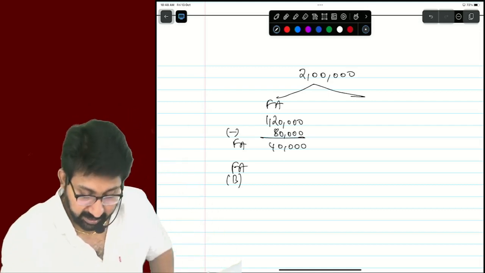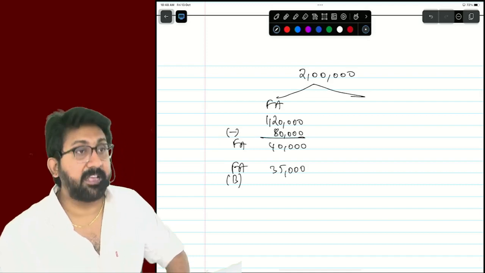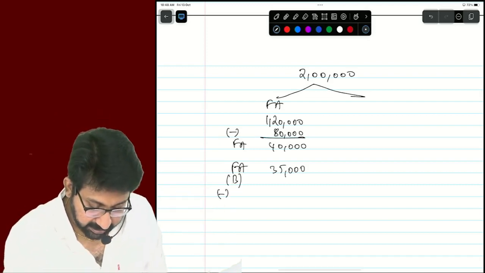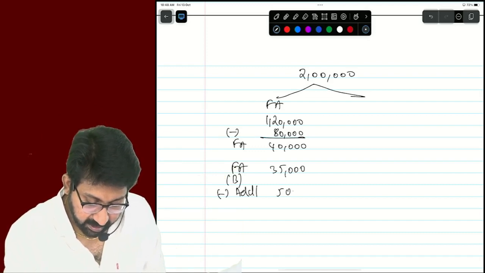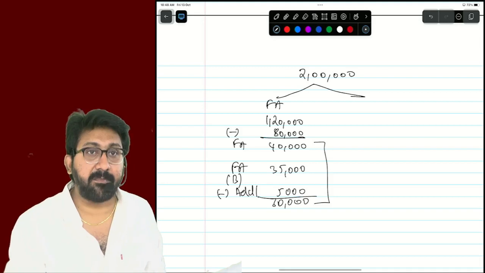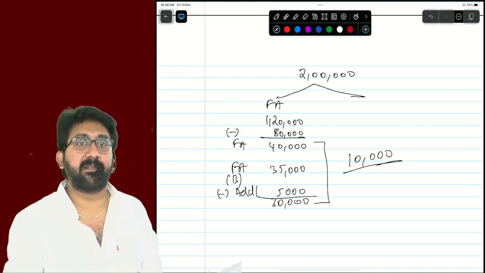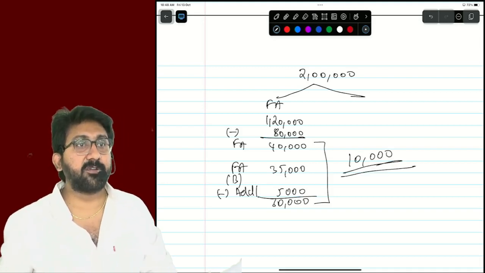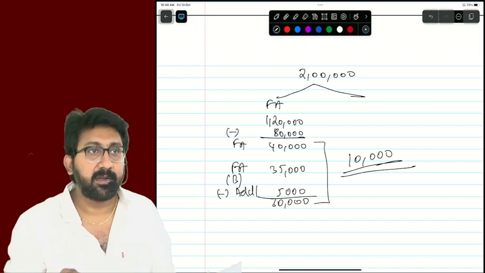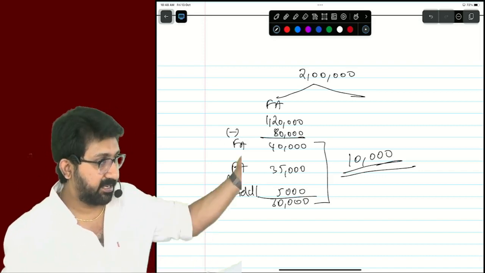That means in this 35,000, the 5,000 additional depreciation is not there. Are you understanding or not? Reduce the additional depreciation now. How much is it? 5,000. How much is the balance? 30. 40 became 30, meaning 10,000 additions are there. 30,000 fixed assets has become 40,000, so how much addition is made? 10,000. Not understanding? Start again.